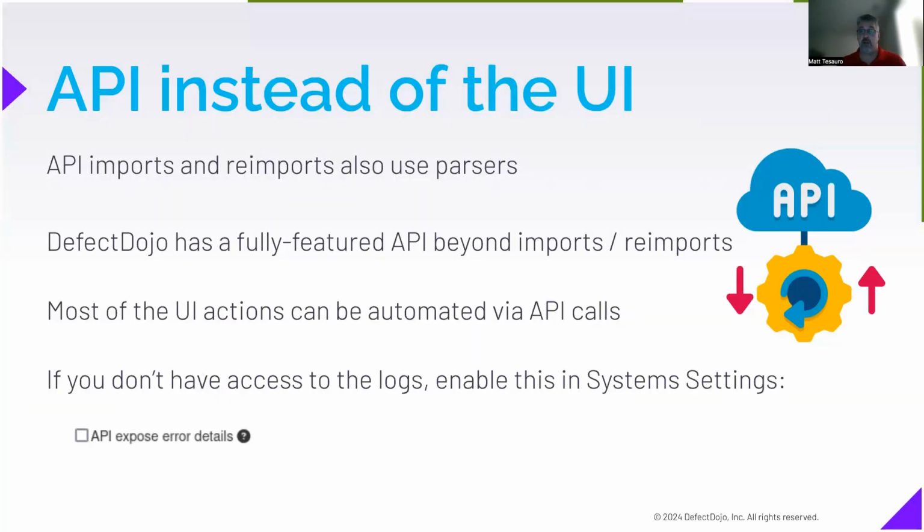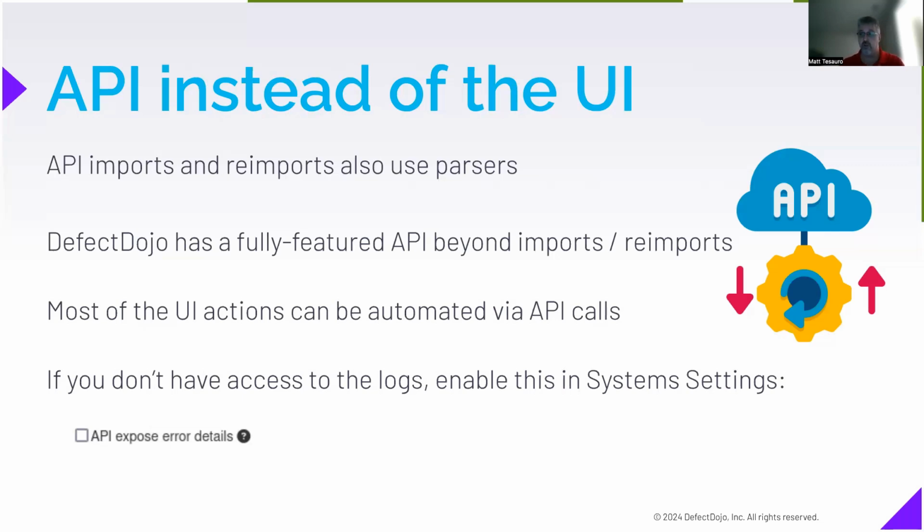And then there's the API, right? Instead of doing the normal log into a thing, click with your mouse and upload a file, you can also use the API. There are endpoints for imports and re-imports. And both of those just use the parsers under the covers because you're basically using the API to ship a file to DefectDojo. There's a whole bunch of API beyond just the imports and re-imports, but for the scope of this talk, I'm really just talking about those two endpoints. But any of the API actions we have in DefectDojo, you can do through the API. So we're very automation friendly.